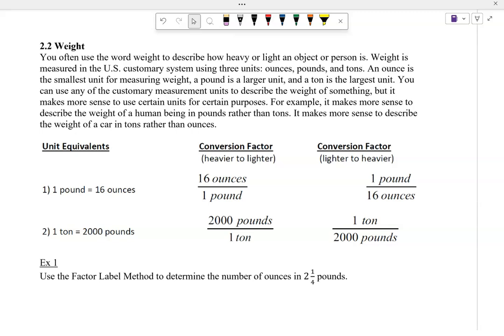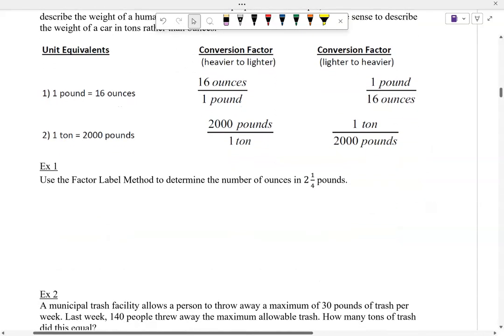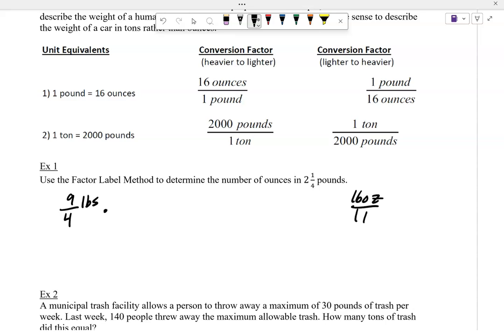And so let's start with 2 1/4 pounds. We know for every pound there's 16 ounces. So let's take that 2 1/4 pounds, and I'll write that as 2 times 4, 8 plus 1, 9/4. So that's 9/4 pounds, LBS. And I know there's 16 ounces for every 1 pound. So which one am I going to use?